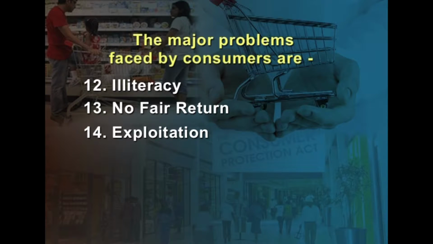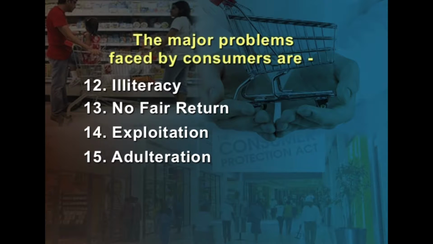Exploitation. The consumers in the Indian market are exploited by the sellers. Sellers create artificial scarcity, hoarding, black marketing, high prices, etc. Adulteration is another problem. Most of the time, consumers, even after paying a high price, do not get pure or quality goods. The organization usually supplies adulterated goods for their profit maximization.